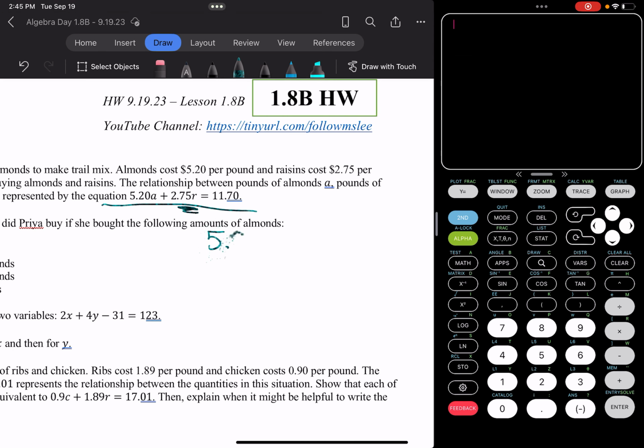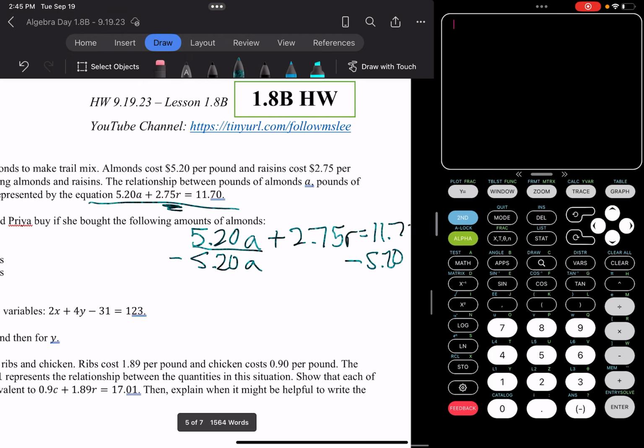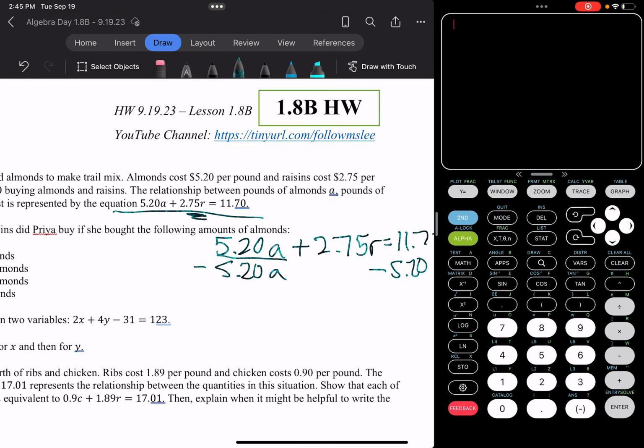So if we have 520A plus 275R equals 1170, and we want to solve for the pounds of raisins given a number of almonds, we're going to subtract 520A from both sides. Now this right here is being added, so we're subtracting it and moving it to the other side. And so this will give us 275R equals 1170 minus 520A.